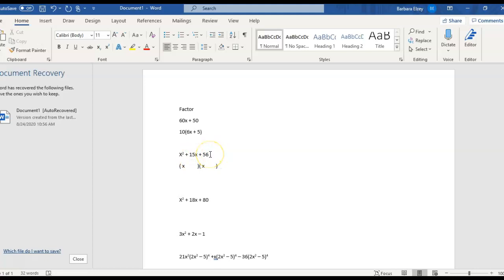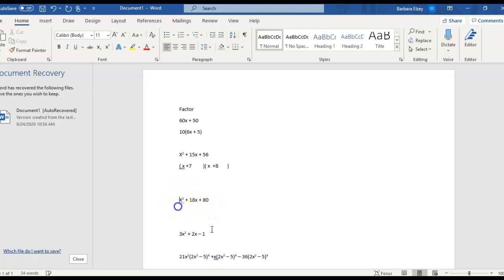Now we could start listing factors of 56. For example, we can see that 2 goes into it. 2 and 28, I believe. But that's not going to add to 15. What does add to 15 is 7 times 8 is 56, and the 7 and 8 do add to 15. So we're going to have plus 7 plus 8.